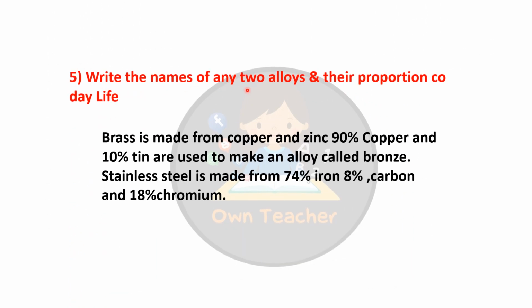Number 5. Write the names of any two alloys and their proportion. Brass is made from copper and zinc. 90% copper and 10% tin are used to make an alloy called bronze. Stainless steel is made from 74% iron, 8% carbon and 18% chromium.